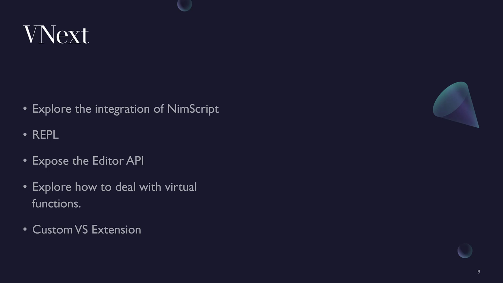But before that, we have to see if we can deal with virtual functions, because the Unreal Editor API relies a lot on those. We have a few ideas of how to tackle virtual functions, but since they are not supported by default in Nim, we may need to do a few workarounds there. And another thing that we also would like to have is a custom VS Code extension for the plugin, and potentially for Nim too.